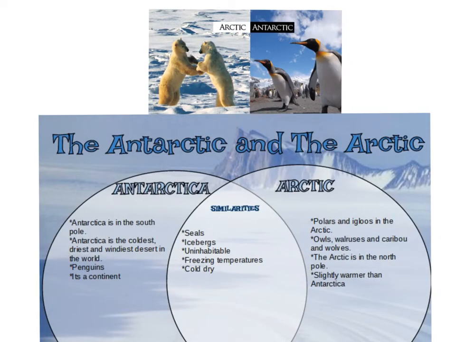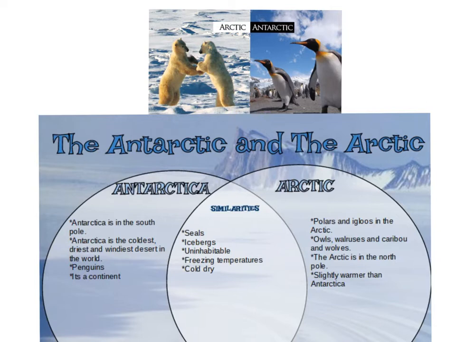Now let's talk about some of the comparisons between the Arctic and the Antarctic. So, Antarctica is in the South Pole, while the Arctic is in the North Pole. Antarctica is the coldest, driest, and windiest desert in the world. So if we think about it, the biggest deserts in the world are in the southern hemisphere: the Gobi Desert, the Sahara Desert, and Antarctica are the biggest deserts on our planet. And all of them are in the South Pole.